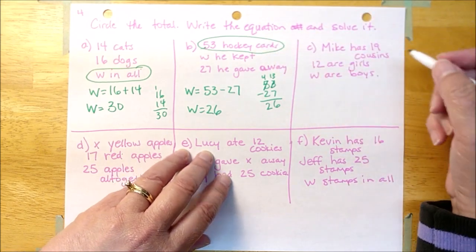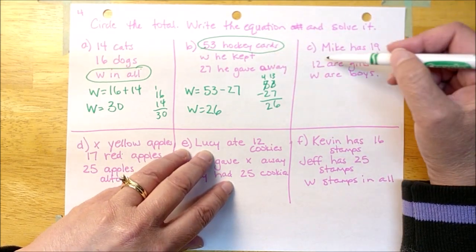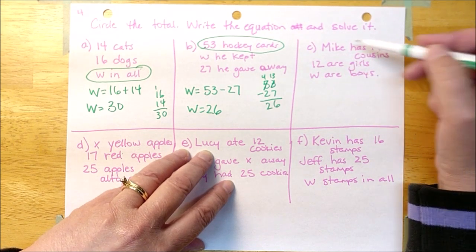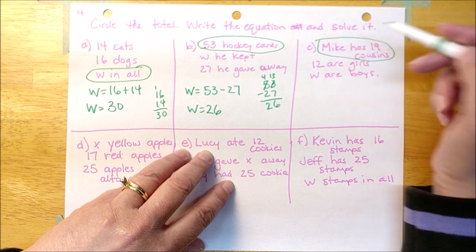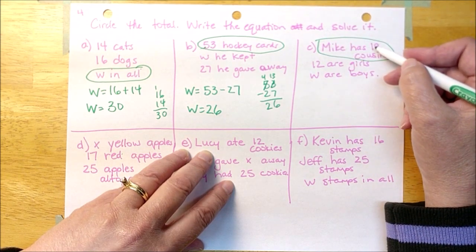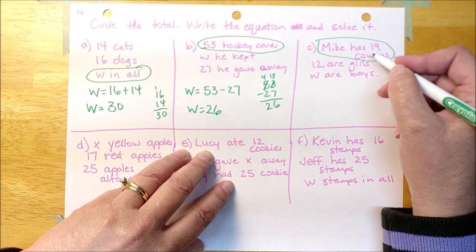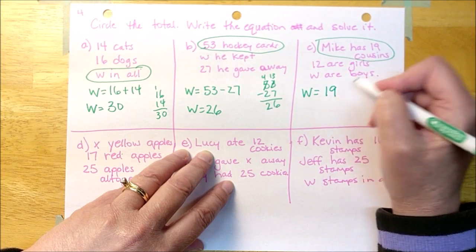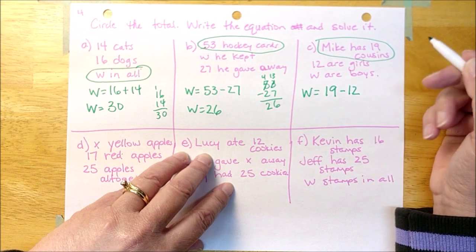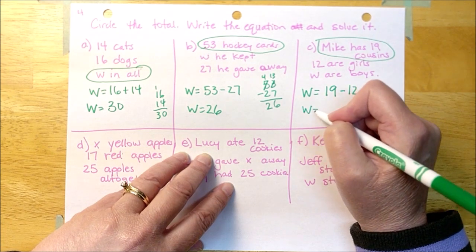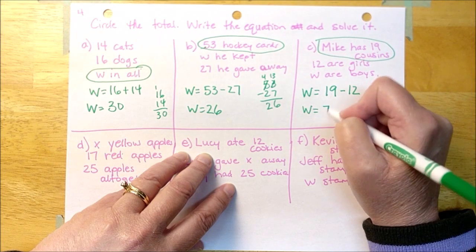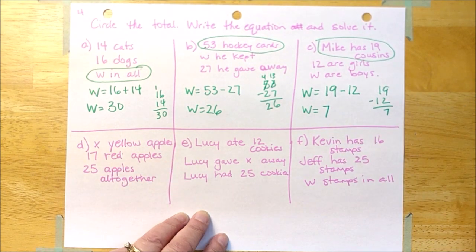He gave more away. Okay, Mike has 19 cousins, 12 are girls. W are boys, so the total is 19 cousins. The total is my big number, so that means it's going to be a subtract. So he has 19, take away the 12 that are girls, and how many does he have that are boy cousins? He has 7 boy cousins.